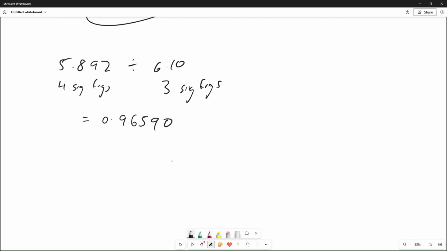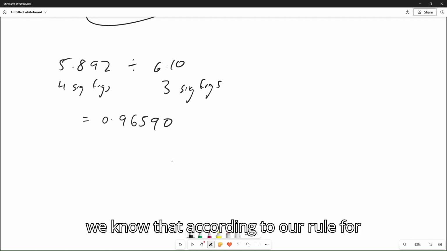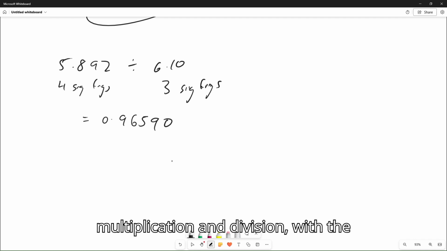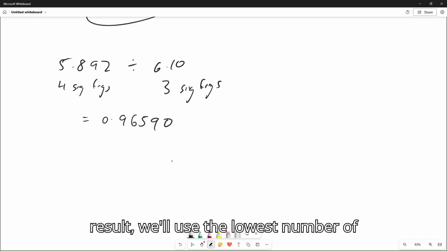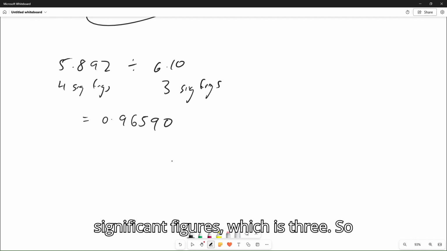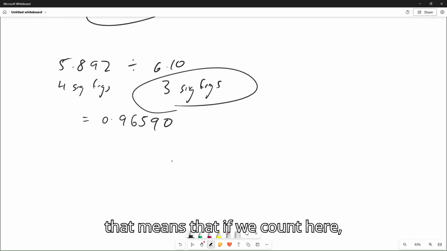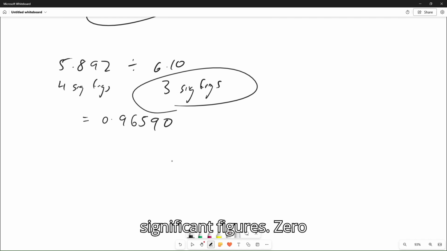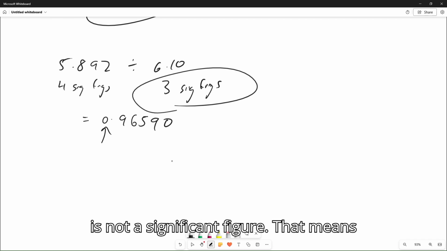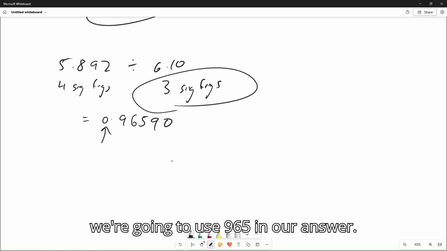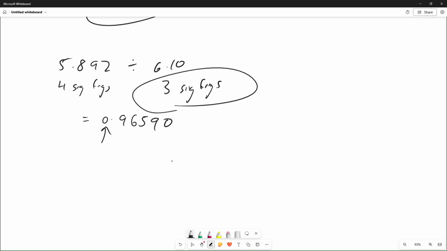0.96590. According to our rule for multiplication and division, the result uses the lowest number of significant figures, which is 3. So if we count here, we have to round to 3 significant figures. The leading 0 is not a significant figure, which means we're going to use 965 in our answer. Therefore, we'll have 0.965.